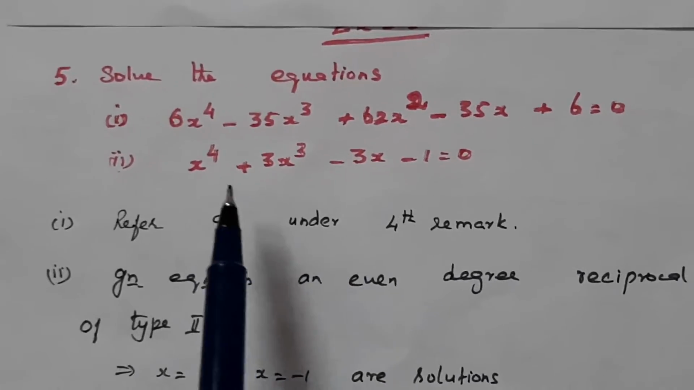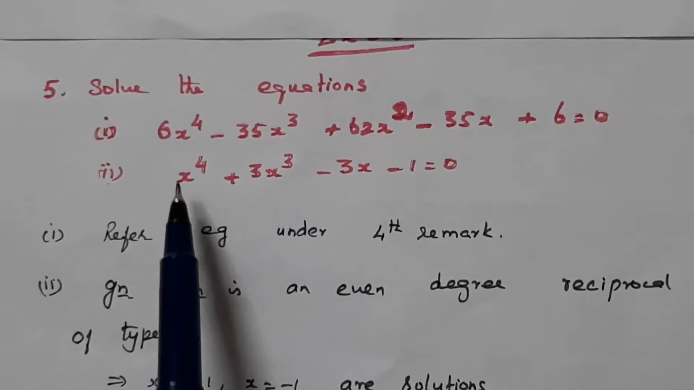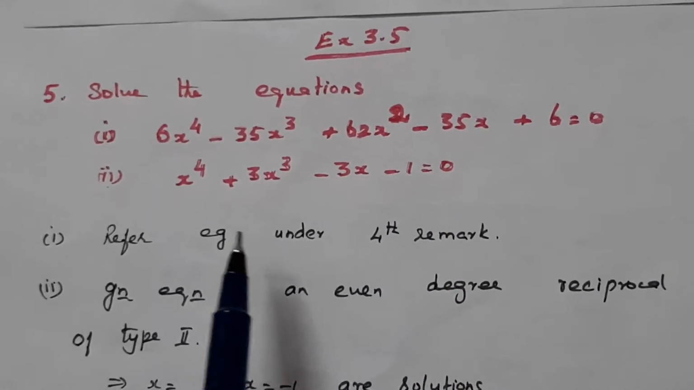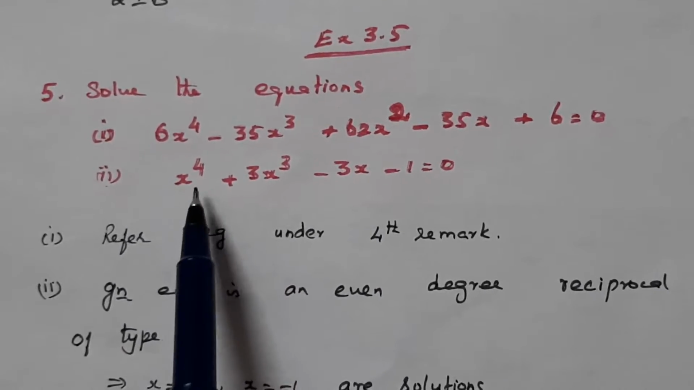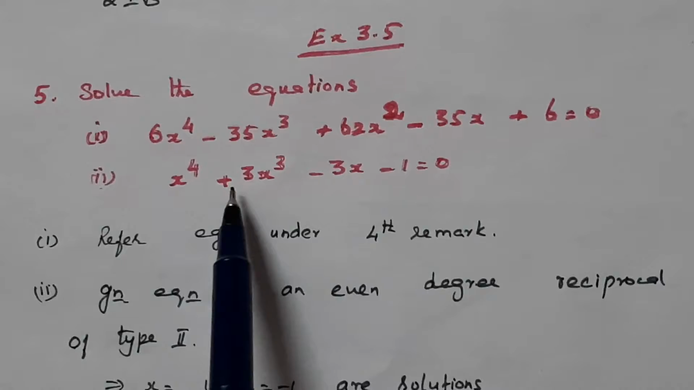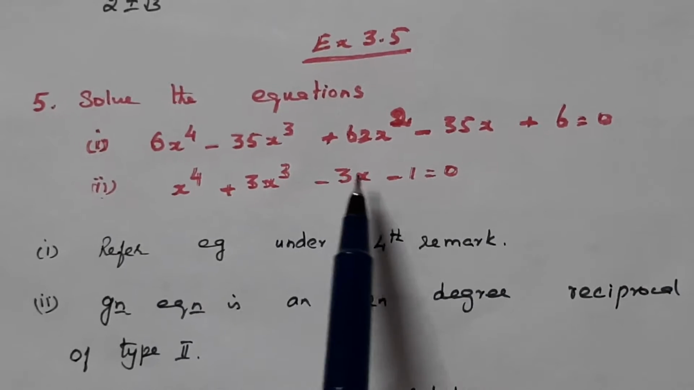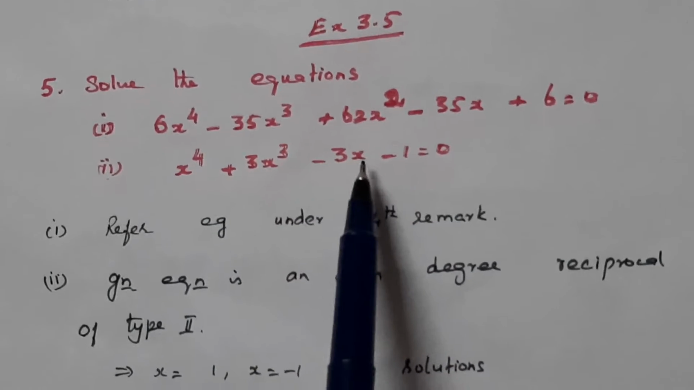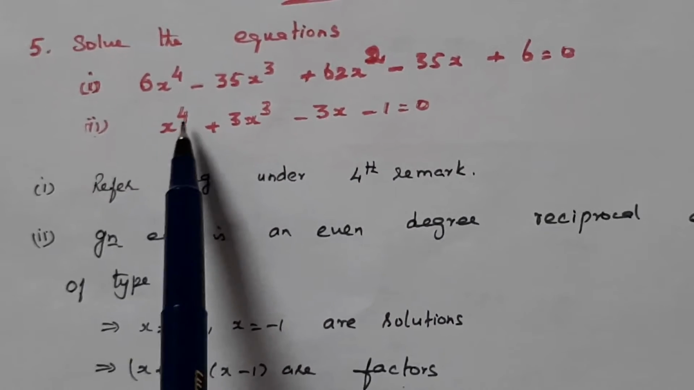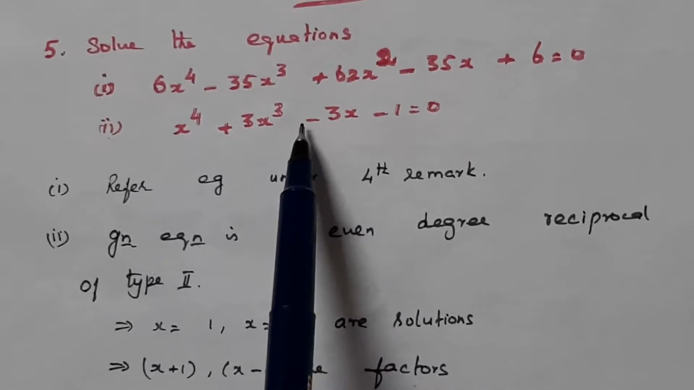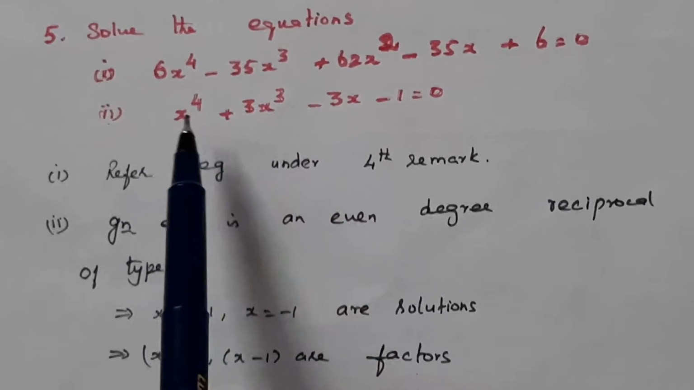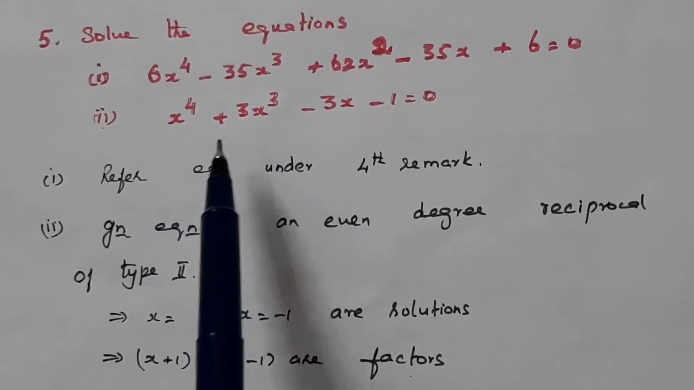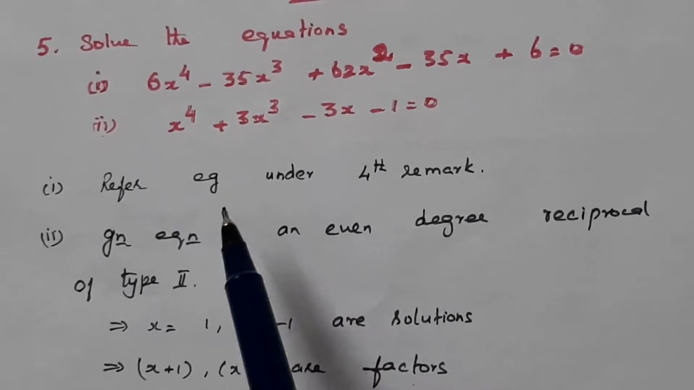So let us do the second subdivision in that one. What is the second problem? x power 4 plus 3x cube minus 3x minus 1 is equal to 0. Now look at this. This is a reciprocal equation of type 2 because the coefficients from the end and the beginning are equal but opposite in sign. Type 2 and it is of even degree. Even degree type 2 means the middle term must be absent and then x is equal to plus 1 and x is equal to minus 1 will be the solutions.